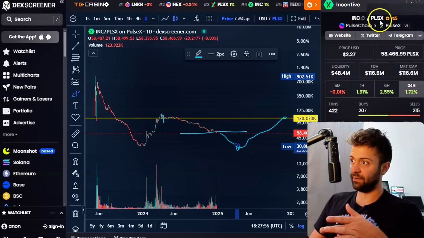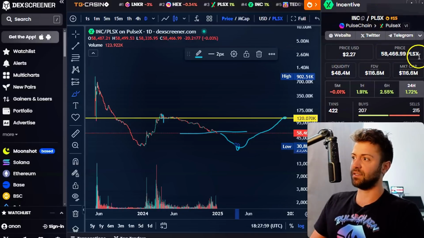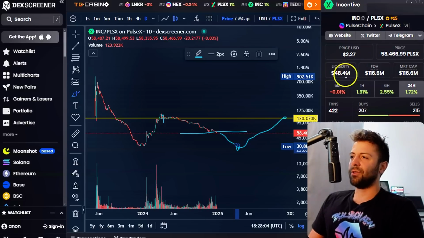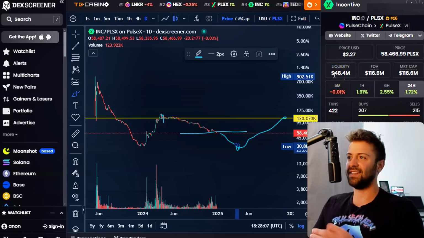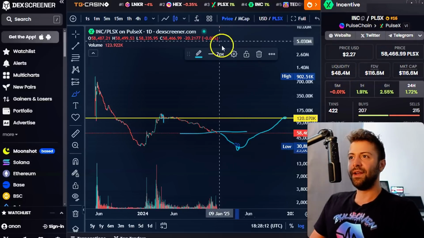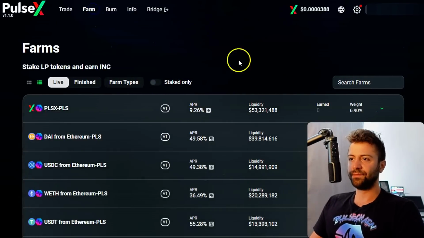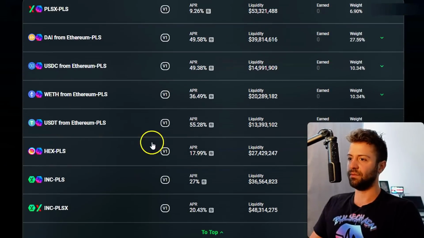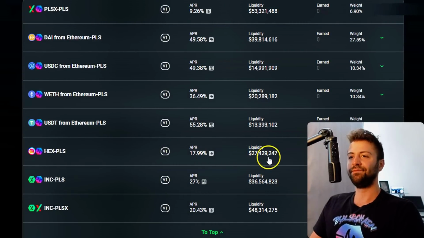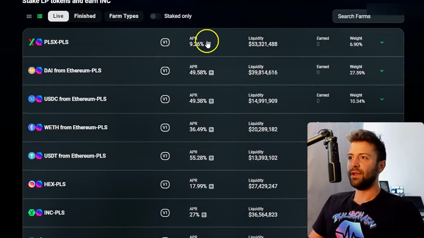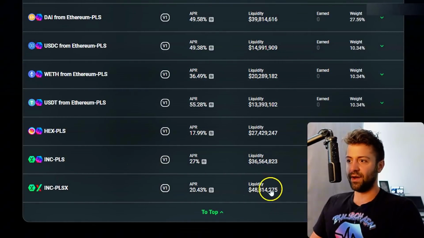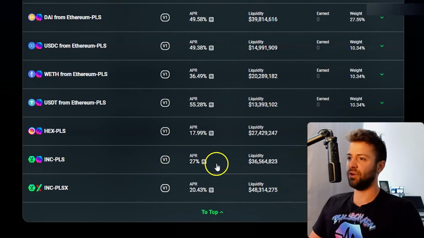But if you're comparing INC to PulseX, today it's 58,000 PulseX. It's kind of funny. So even this dollar liquidity amount, this $48 million worth of liquidity, there are no dollars themselves in this pair. And that's the interesting thing about PulseX. Let's go back to the farms, for example. Most of the liquidity is actually bonded to the other coins in the ecosystem. Even HEX Pulse, look, $27 million, but there's no actual dollars here. You've got $53 million in PulseX Pulse, but there's no actual dollars there. You've got $36 million in INC Pulse, but that's all just tokens. It's units of a token, not dollars.